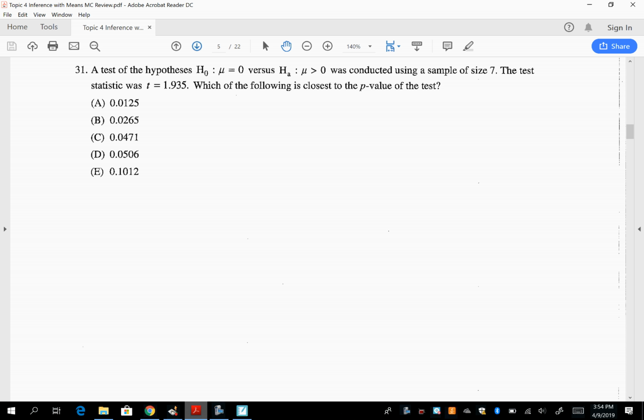Yeah. Okay. All right. Let's do another one. 29. Going backwards or forwards? Forwards.